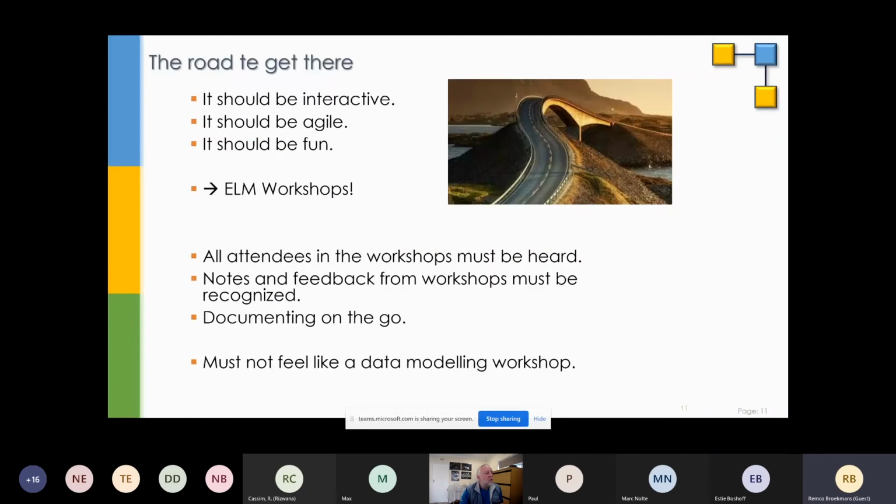How do we get there? Because it's easy enough to say, this is what it is. This is how we get there. Everything you do should be interactive. Don't try to do everything at once. Don't try to do it alone.